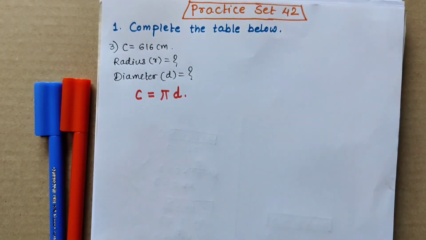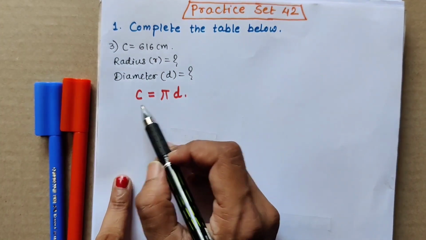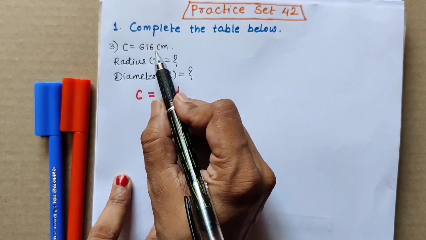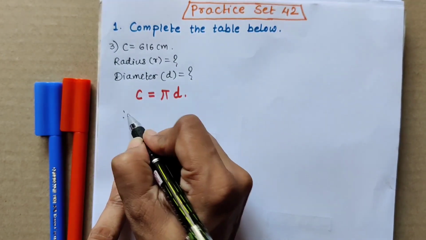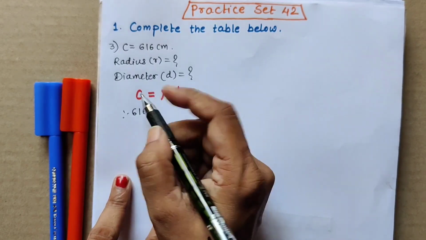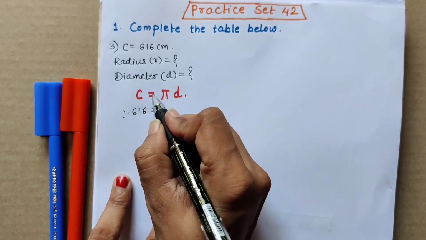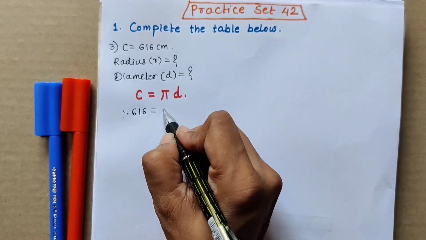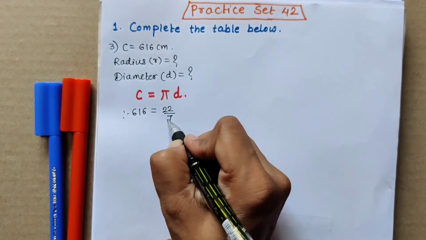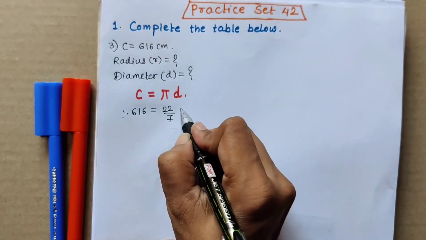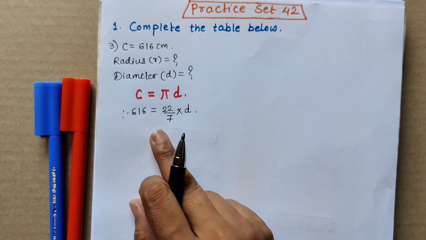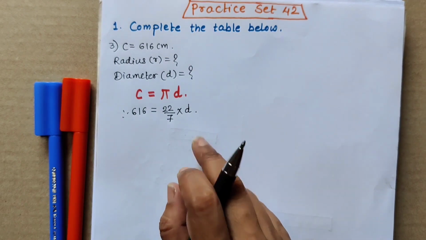Now see children, whichever value is known to us, we will substitute here. In place of C, we will write the value 616. Then the equal to sign. Then the pi value we all know is 22 upon 7, and the d value we have to find out, that means multiply by d. In this way we put the values in the formula. Okay, first step.